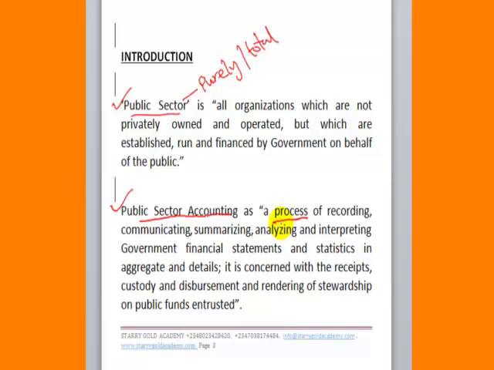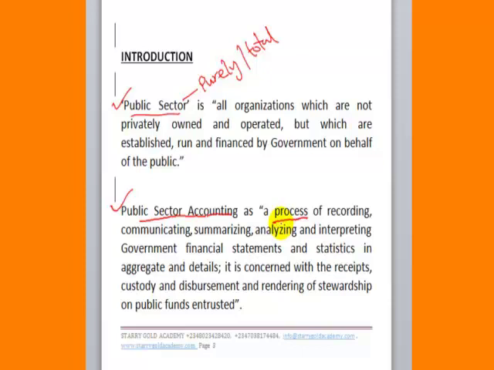So it is important to us to note this. Public sector accounting is an act, a process, a science of recording, communicating, summarizing, analyzing, and interpreting government financial statements and statistics in aggregate and detail. Now, what we mean by that is that when you gather raw data, let's say you have sold something now, or you have collected money now, you need to process the information. You need to first record the information. Recording the information means you document it in black and white.